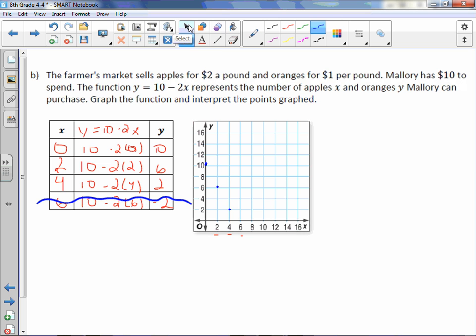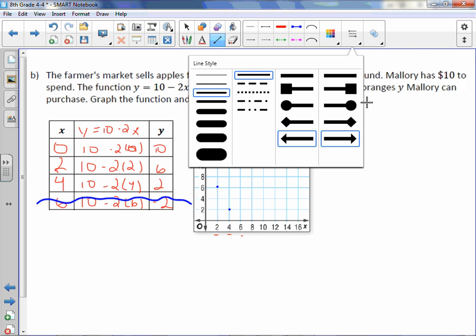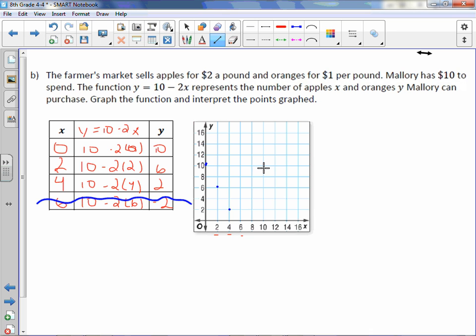Now this one has to do with pounds of apples and oranges. It does not matter that you buy whole pound amounts. Because it doesn't matter, and we're not talking about quantity here, we're talking about the number of pounds, but not individual oranges and apples, we can draw a line. And actually, I'm going to change this line because we would not have arrows. There we go. You would not have arrows because you can't buy negative amounts.